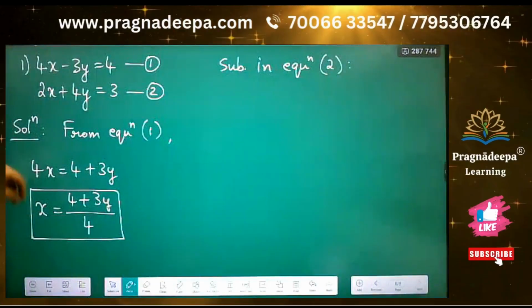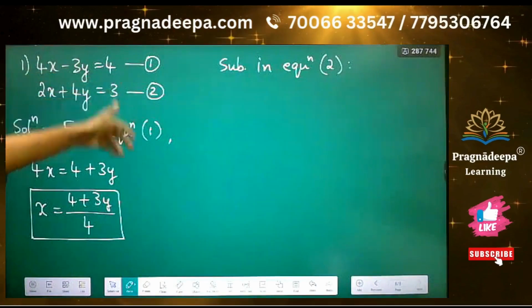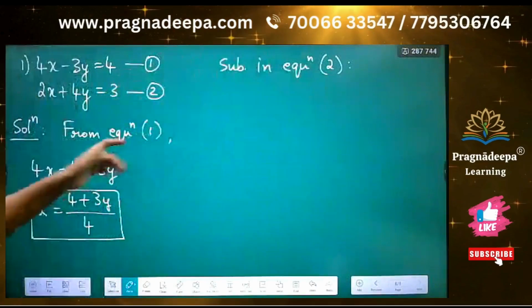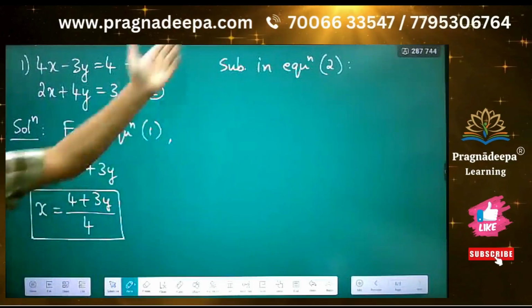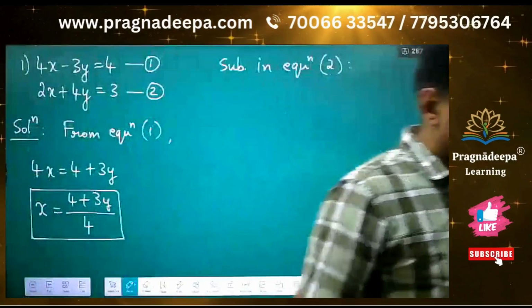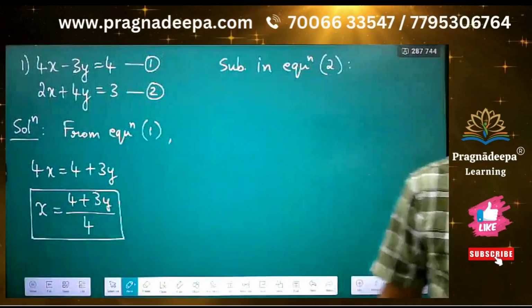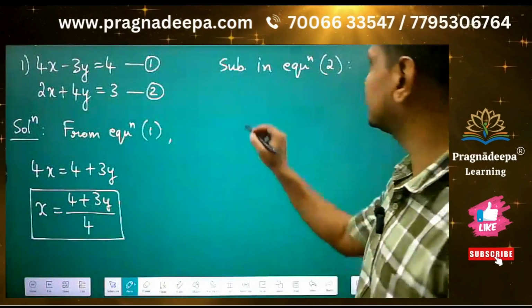Now, whatever x we calculated from equation 1, you have to substitute in equation 2. Suppose if you have calculated something from equation 2, you have to substitute in equation 1. That's all. So now substitute. What happens?